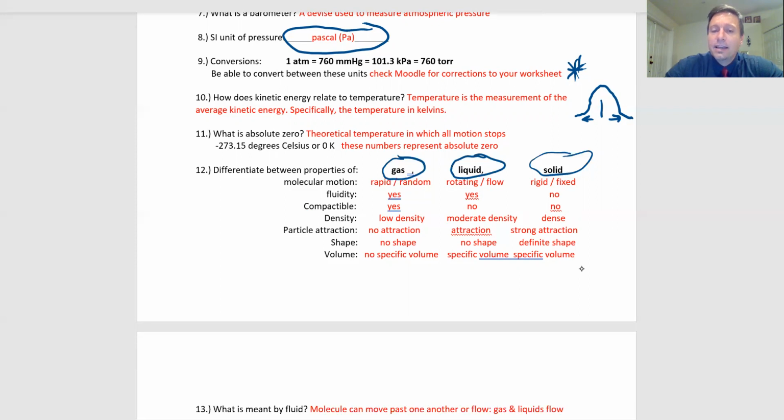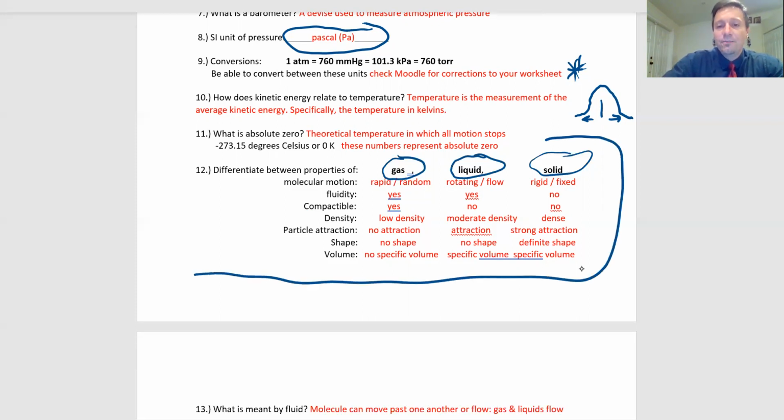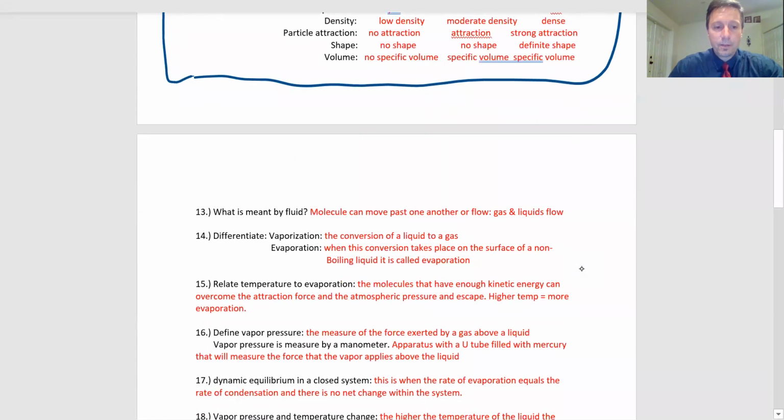The shape. Gas has no shape. Liquid has no shape. Solids have a definite shape. Volume. A gas has no specific volume. It will fill whatever size container it's placed in. However, a liquid does have a specific volume. It's real important to remember that. A liquid has a specific volume, and a solid also has a specific volume. So this differentiation chart right here, pretty important. Let's move down a little bit further.